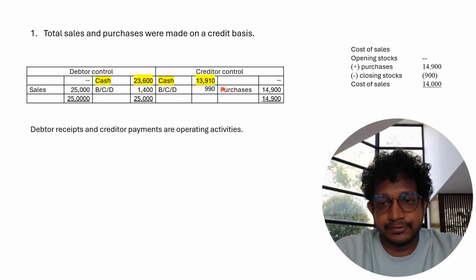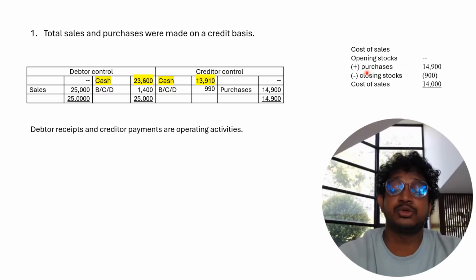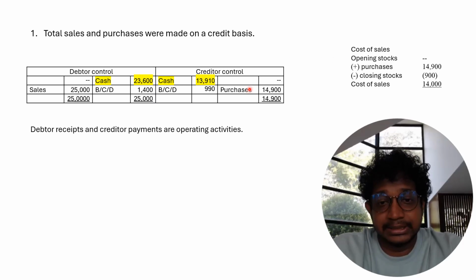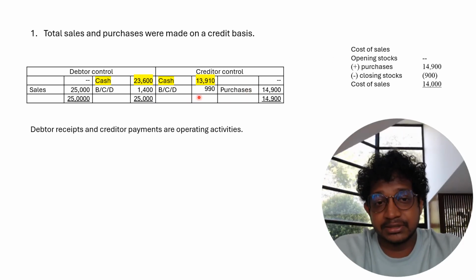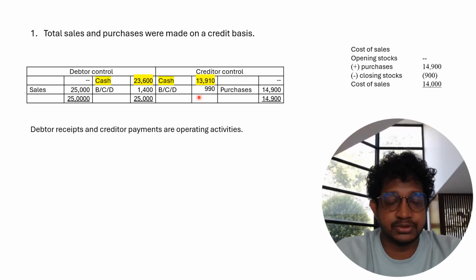And first of all, you have to find out purchases. So cost of sales given 14,000 and closing stock 900. Both together, your total purchases that you made in the current year is 14,900, and that total purchases you made on credit. And in the SOFP, it says closing balance of the creditors 990. So which means you paid in cash for the creditors 13,910. So both debtors' receipts and creditors' payments you have to record in operating activities.